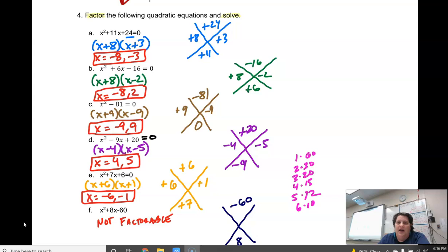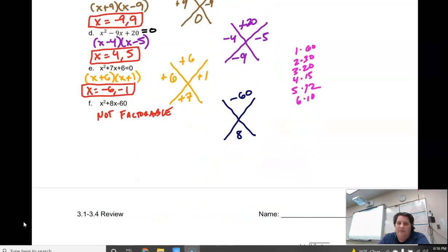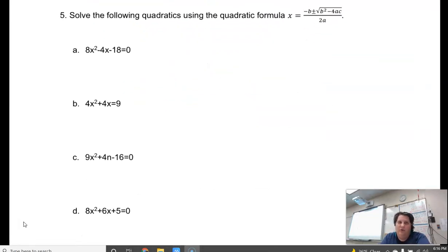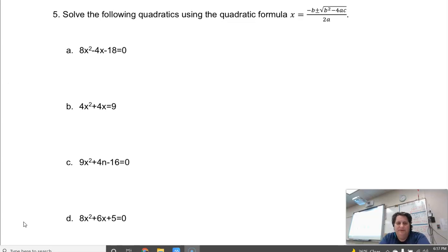You know how I'm going to have to do that problem? I would have to do it with the quadratic formula, because it's not done by factoring. Okay, so let's go ahead and look at some quadratic formula questions.